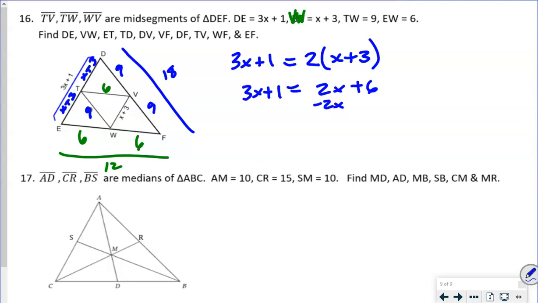Subtract 2x from both sides. So that's going to give us x, and we're going to subtract 1 from both sides. So x equals 5. Now we got to plug that 5 back in, right? So for this length right here, 5 plus 3 is equal to 8, right?